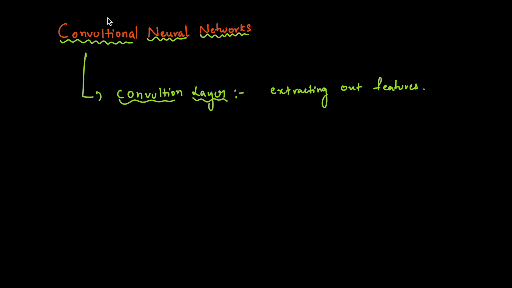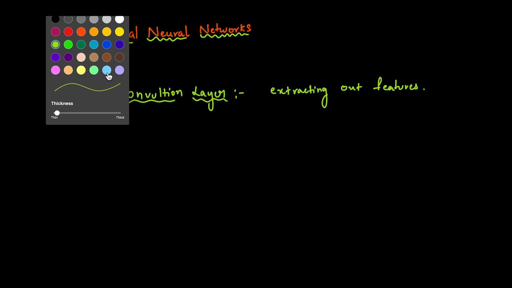Hello everyone. In the last video, we have already seen the overview of convolutional neural networks. In this particular video, let's try to go into the details of this particular CNN. If you guys remember, the first layer in CNN is the convolutional layer. And what is it responsible for? It is responsible for extracting out features from the input image. Let's try to understand how it will extract out features.